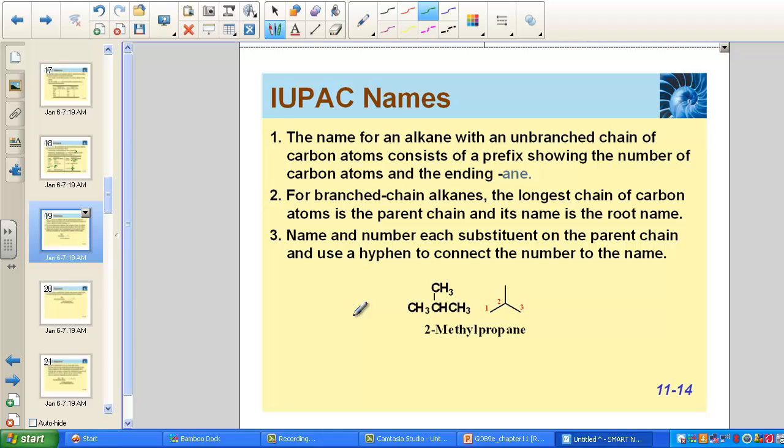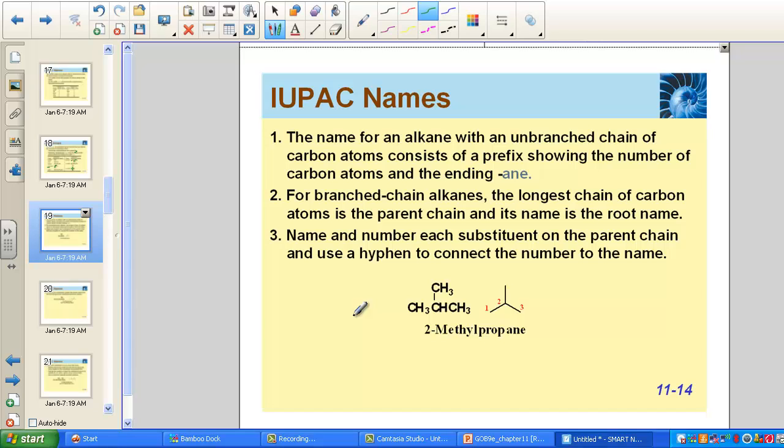Number 2 discusses branched chains. For branched chain alkanes, the longest chain of the carbon atoms is the parent chain, and it becomes the root word for naming it. No matter how many twists and turns you see in a compound, find the longest carbon chain, and everything else becomes a branch off of that chain. The third rule states, name and number each substituent on the parent chain and use a hyphen to connect that number to the name.